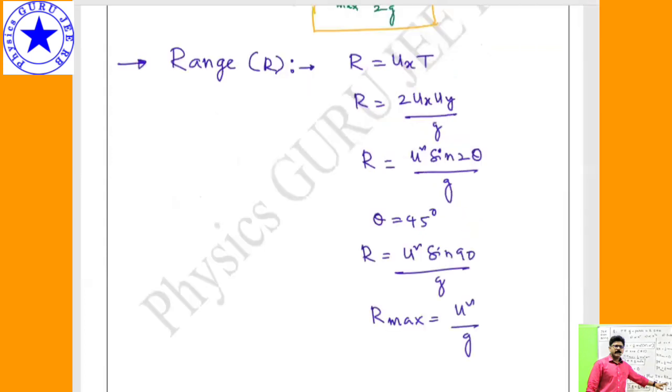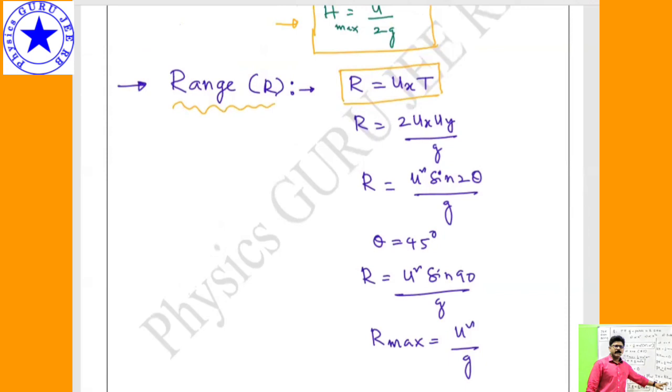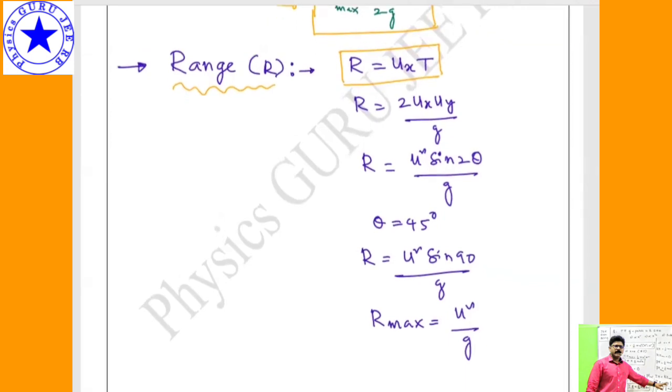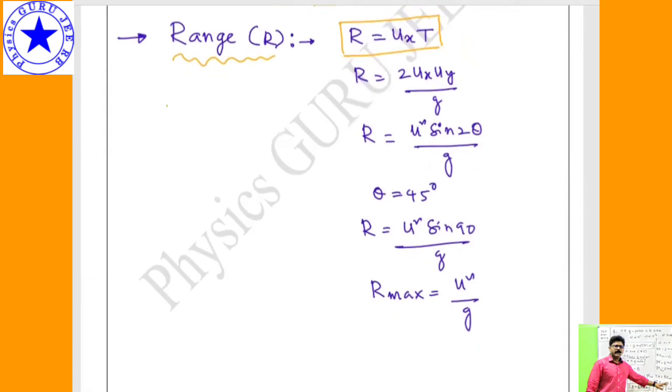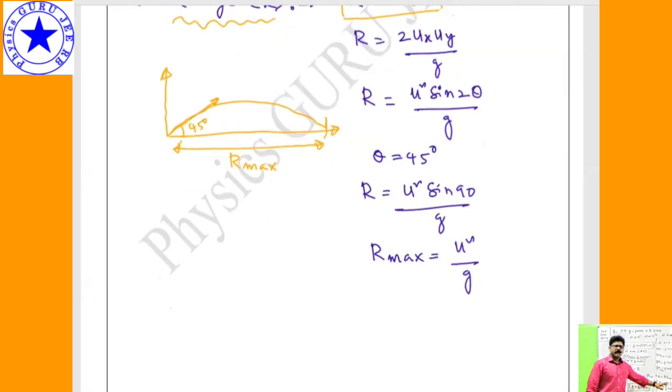So now, range R is nothing but ux into t. What is the definition of range? Horizontal velocity into time of flight. See, when a body is projected, what is called the maximum range? When a body is projected at an angle of 45 degrees, it will reach the maximum distance. That is nothing but maximum range. R will be maximum when theta is equal to 45 degrees.